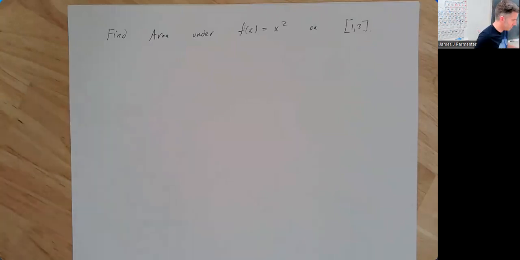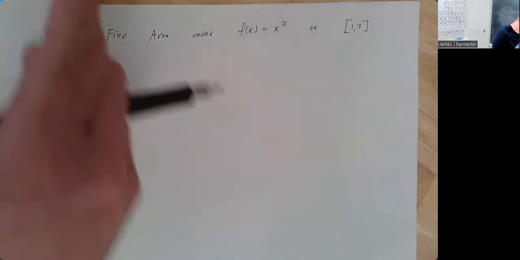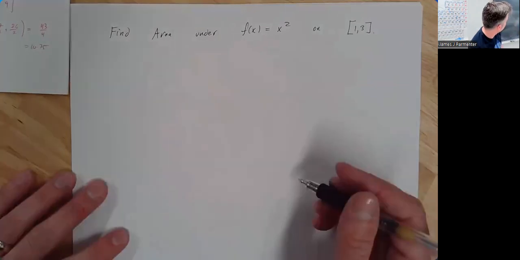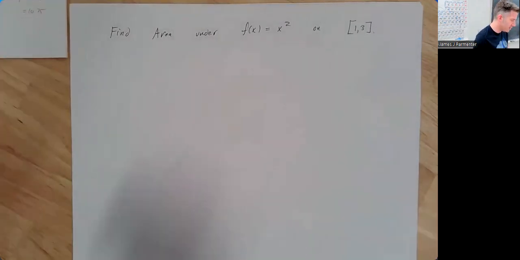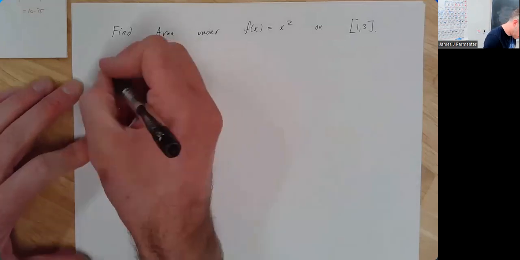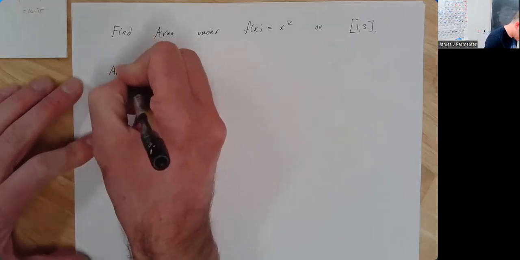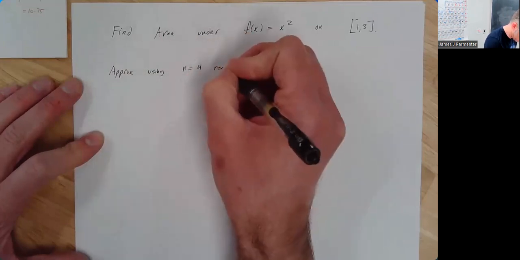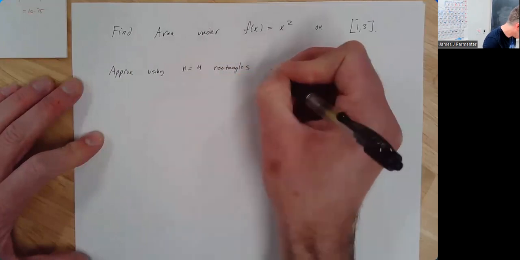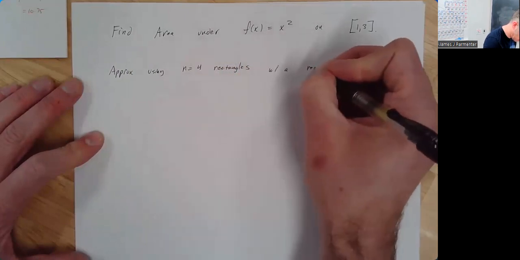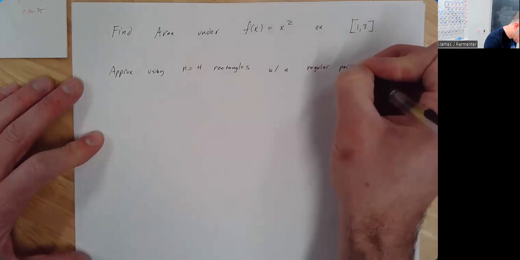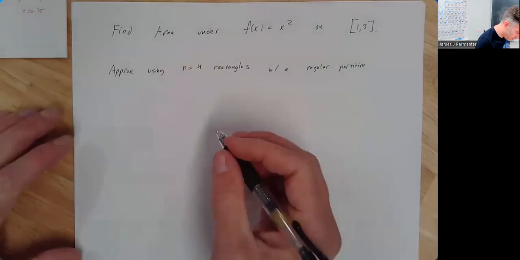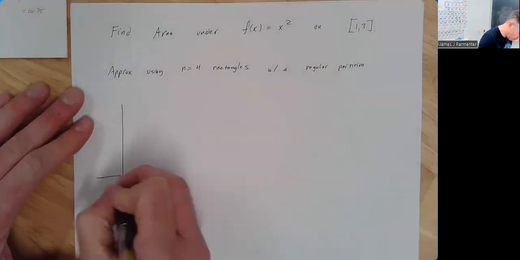We've talked, so let me actually grab this real quick here. If I wanted to do this, let's talk about how we'd approximate it. If I wanted to approximate this using n equal to 4 rectangles with a regular partition, just meaning each of the intervals has the same width, then the way we would do this would be, let's see, we're going to draw our region here to the left.